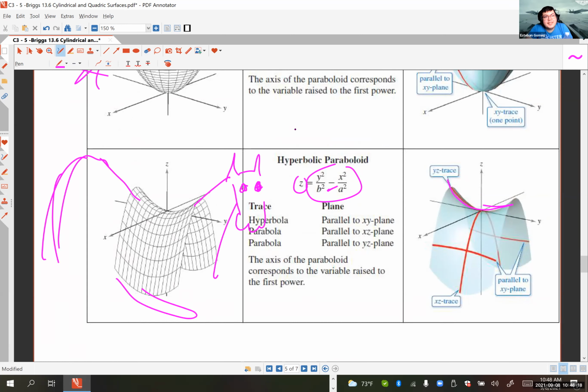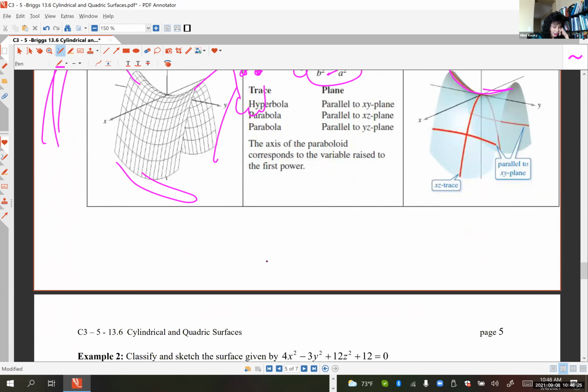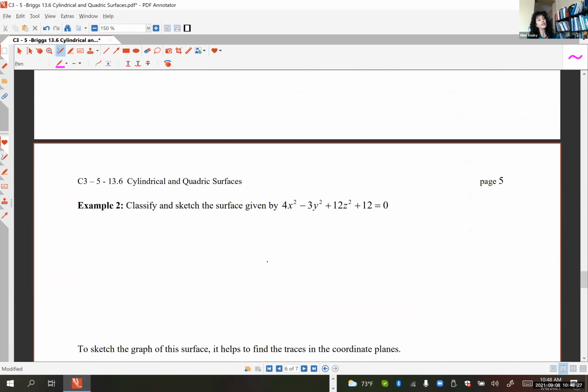Yeah. It's like a badly made potato chip. It could be a bad Pringles potato chip or something. I don't know. Okay, let's do one sketch of a quadric surface and try to figure out what it is.